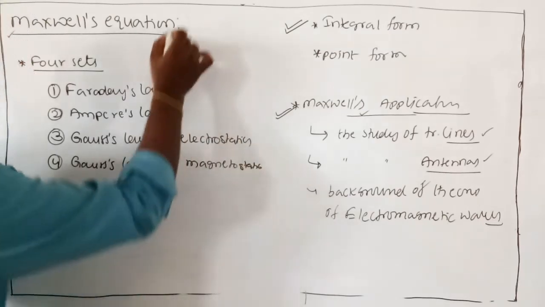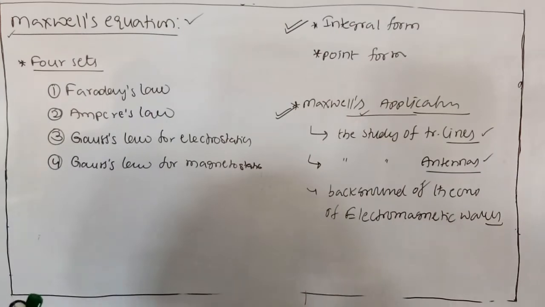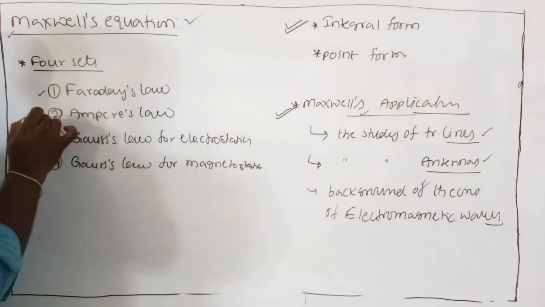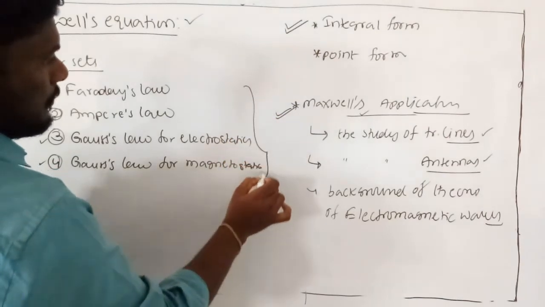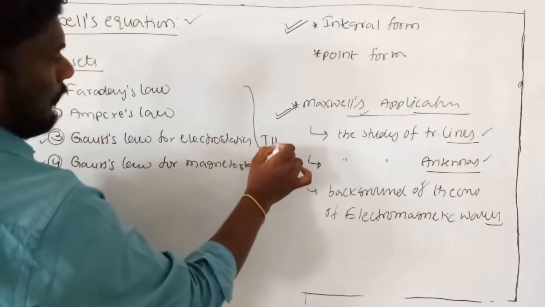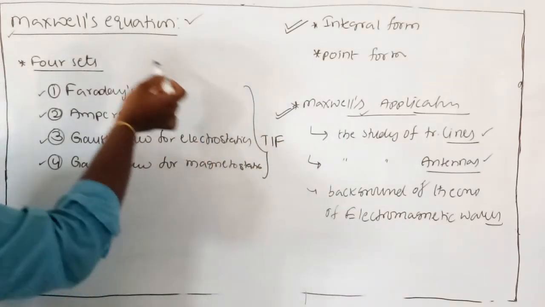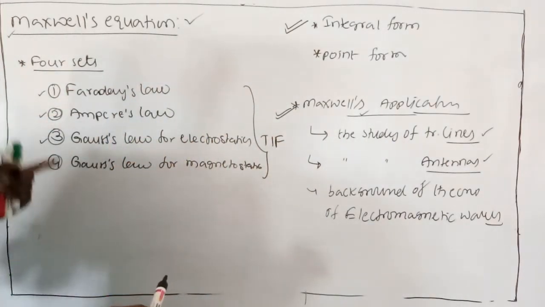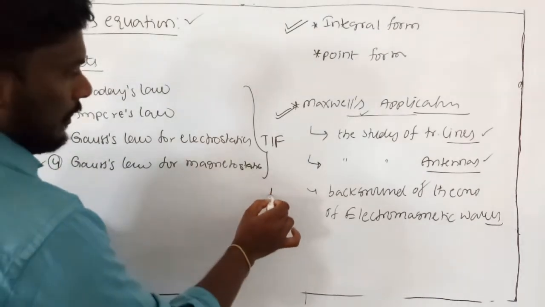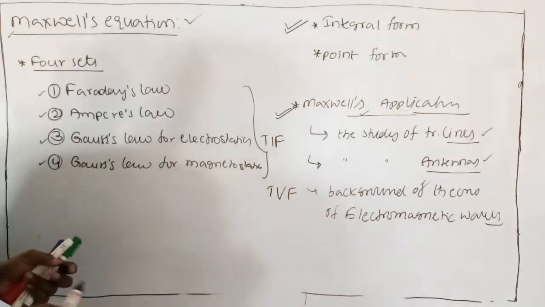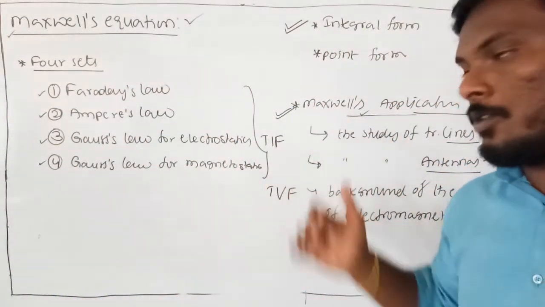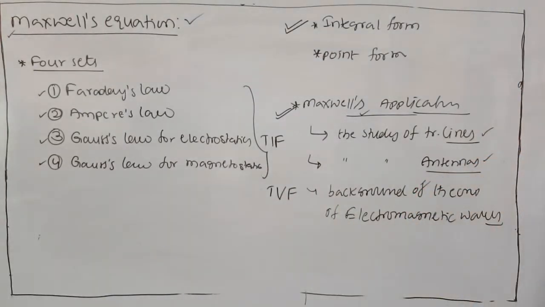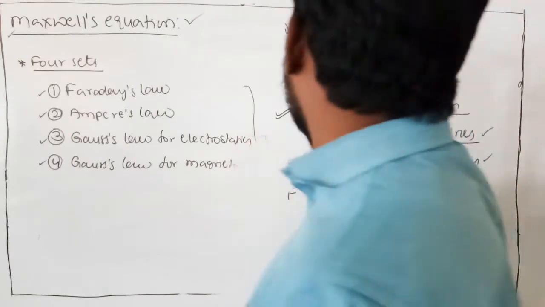In this topic, we are going to derive the expressions for Maxwell's equations from Faraday's law, Ampere's law, Gauss law for electrostatics, and Gauss law for magnetostatics, in both forms. In both forms means for time invariant fields, and then also for time variant fields. Time variant fields are also called dynamic fields, and time invariant fields are also called static fields.